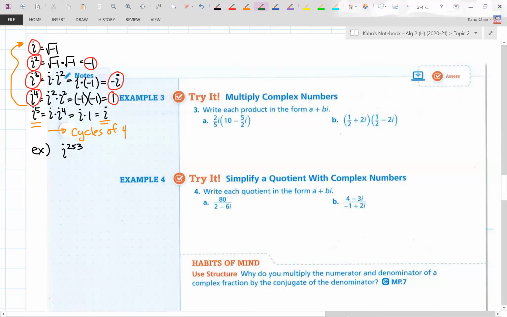Take 253 and divide by 4. Because all those powers of 4 are just 1, 1, 1, 1 forever. You don't really care about that, do you? Okay, just powers of 4 are just 1. They all go away. They all disappear as 1s. So 4 goes into 253 let's take a look here.